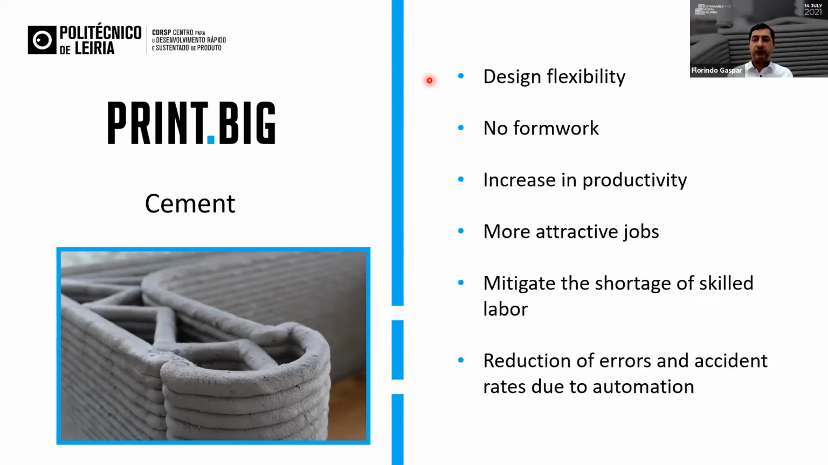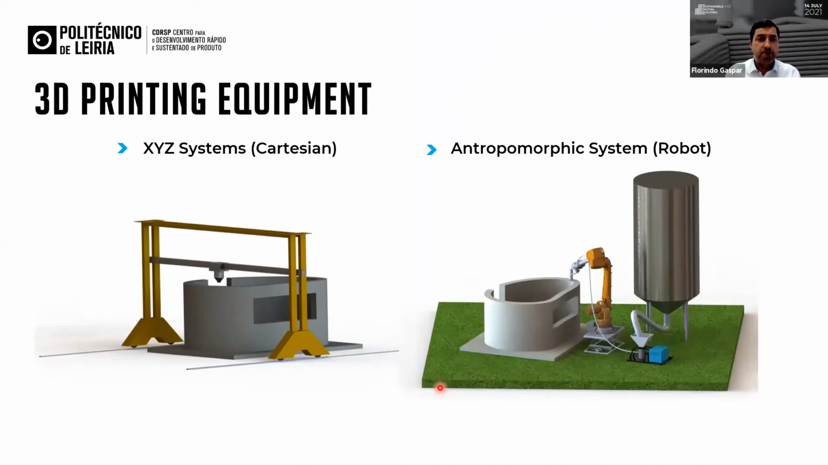The construction companies have some challenge in having people interested in working on the construction industry. Mitigate the shortage of skilled labor, and also the reduction of errors and accident rates due to automation. We expect that automation creates a safer environment on the construction site. These are the motivations, and we are working on two big areas of 3D printing equipment. We have robots on one side. We have Cartesian machinery on the other side. The Cartesian machinery has the advantage of allowing us to print bigger than in the robot system.